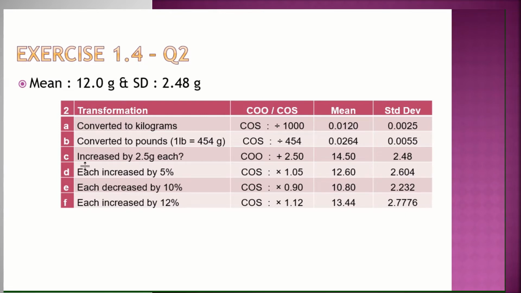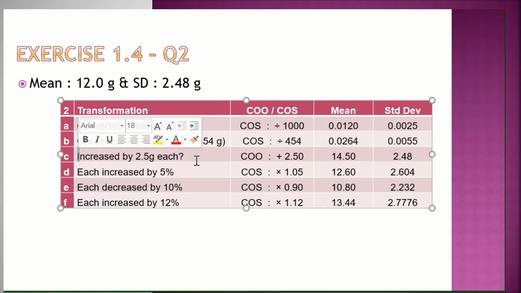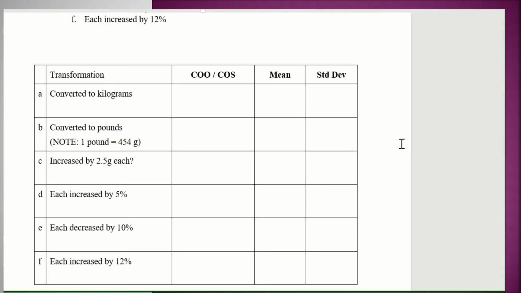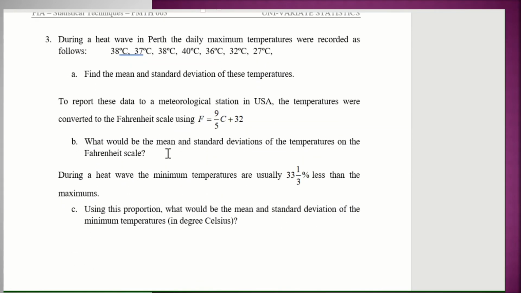Okay, COO, when you're increasing by, this is plus or minus. Decreasing by this much is minus. Increase by how many percent? All is COS. You need to multiply. You increase, you times with 1.05. You decrease less than 1, you times with 0.9. You increase by 12%, become 1.12. So same thing, you treat the mean, standard deviation the same way. So standard deviation, when you plus, no change. Okay, when you times and divide, then got change. So I want you to complete that. So pause the video as you're going along so you can check your answers.